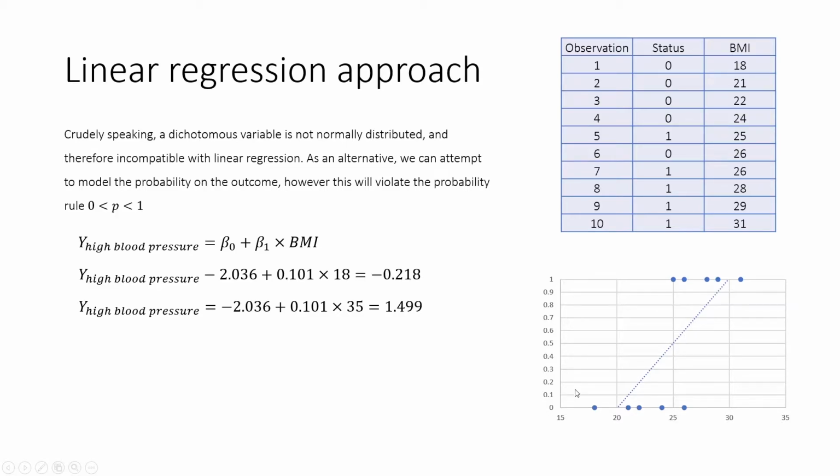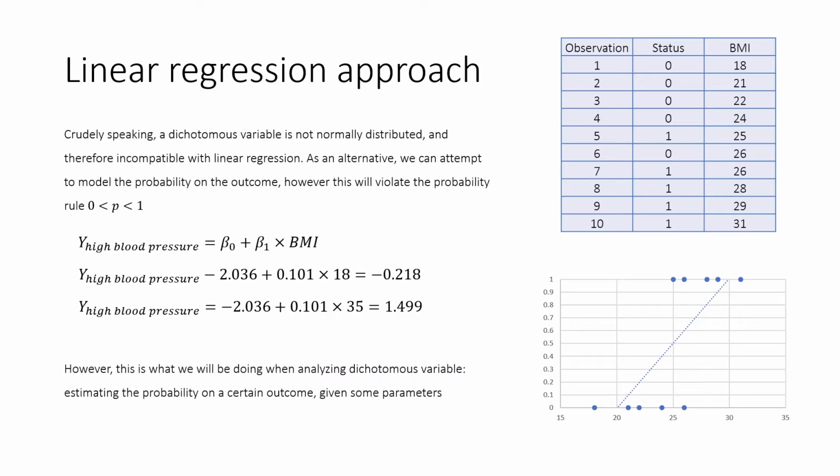That's why it looks a bit strange in this case. And on the x-axis, we have BMI. And when I draw a straight line through that, you can see that if we were to calculate beyond the BMIs that we observed, we estimate probabilities that violate this rule, this probability rule.